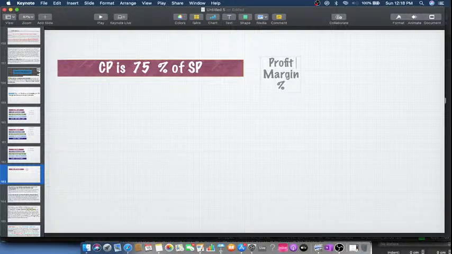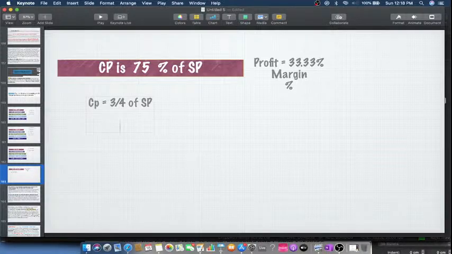So the profit percentage people have given me is 33.33%. And how did they come to this? The process for that, if I just capture this information in my short equation: CP is 3 by 4 of SP.